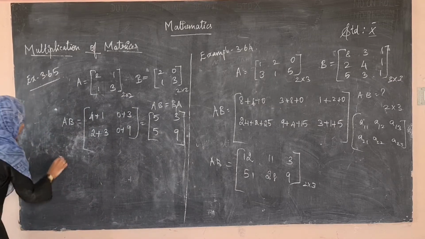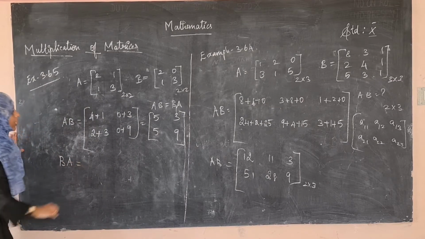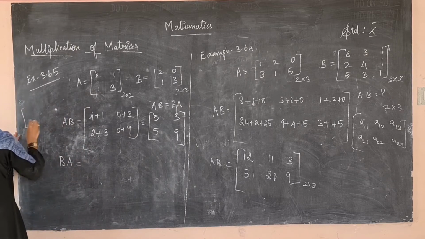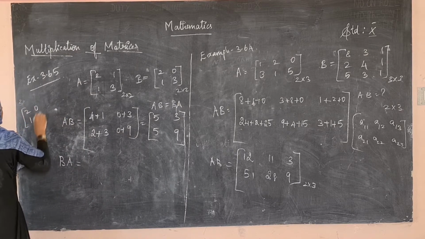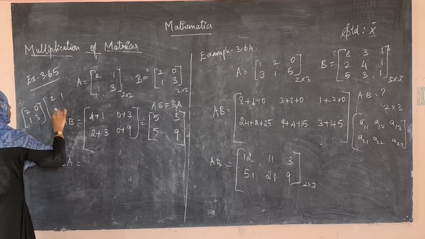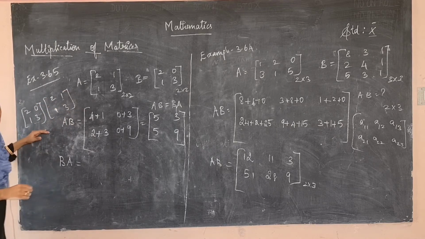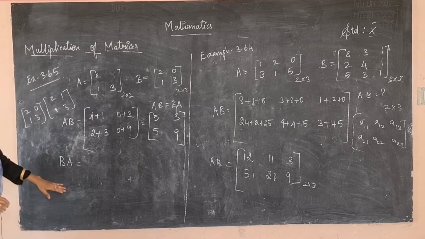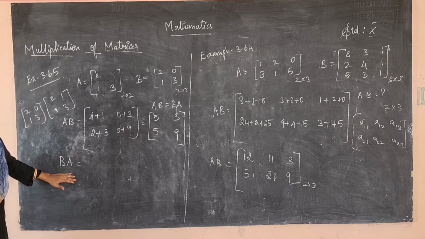Now we are going to find B into A. Is B into A possible? Yes, right? See, take here 2, 0, 1, 3 and here 2, 1, 1, 3. This is also of the form 2 cross 2. So the resulting matrix will be in the order 2 cross 2 only.